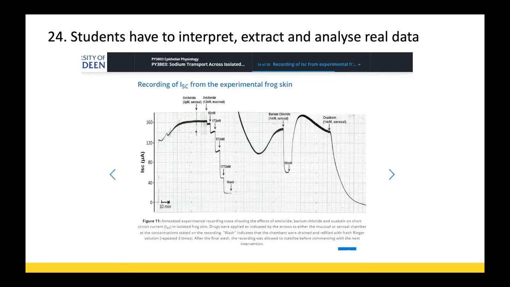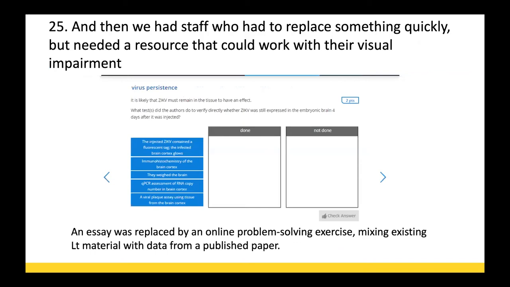Another interesting thing that occurred this year was that we had a staff member who'd previously run an essay-based assessment, and there were issues with staffing for that this year. So they were keen to find something else. But the problem is that this member of staff, at the same time as they needed to develop something new, had to have a lot of surgery on their eyes and were going to be visually impaired for a long time. So they needed something which would be an alternative to their essay-based assessment.